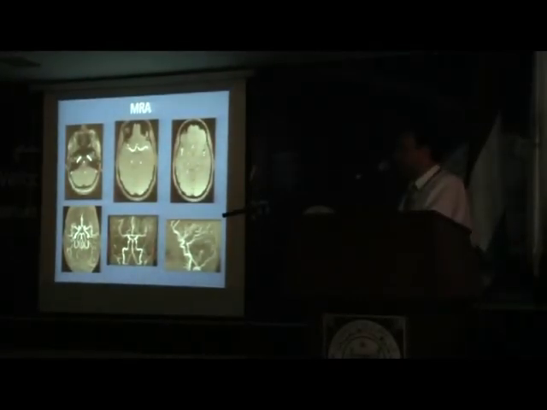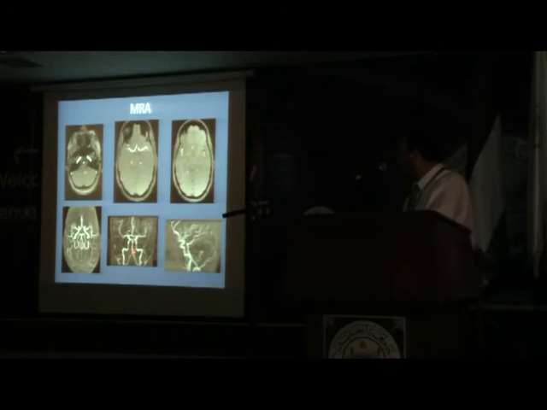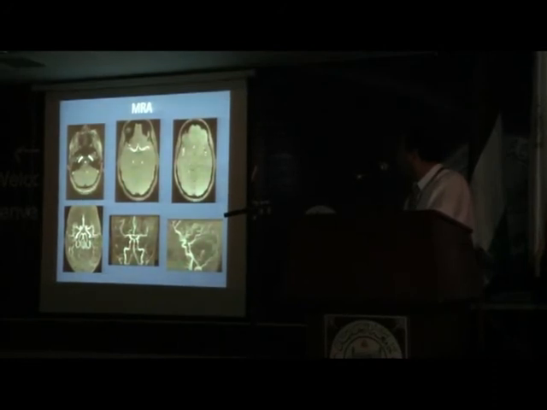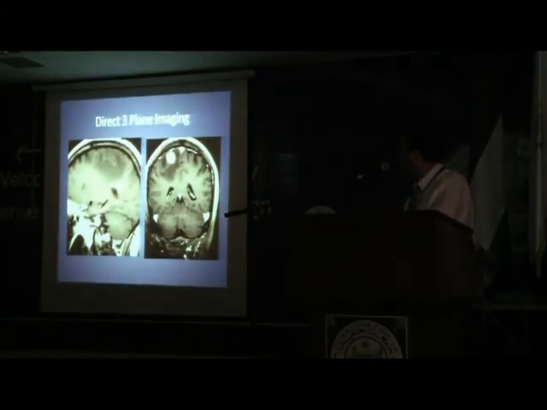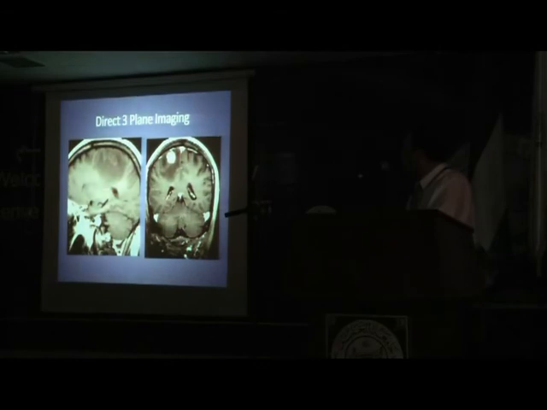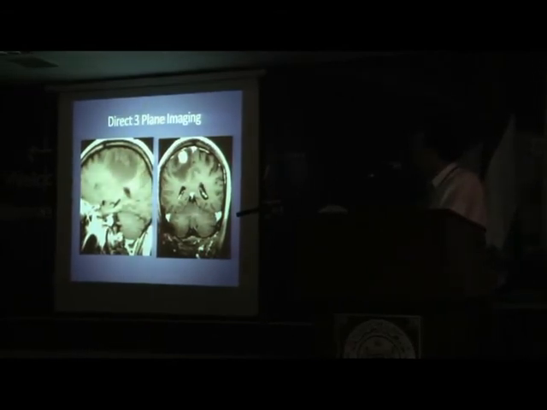You could also do magnetic resonance angiography. And this doesn't require that you give them contrast, and there's no radiation involved. You get a real good look at the circle of Willis here, and you can diagnose if they have an acute infarct or aneurysm or AVM. It also gives us three-dimensional imaging. So at the same time, we can do sagittal, coronal, and axial imaging.